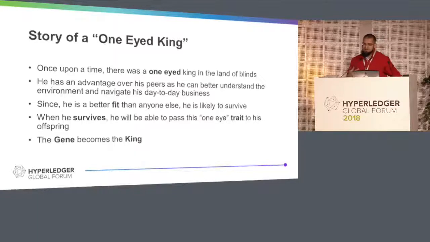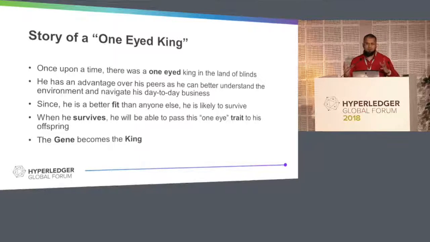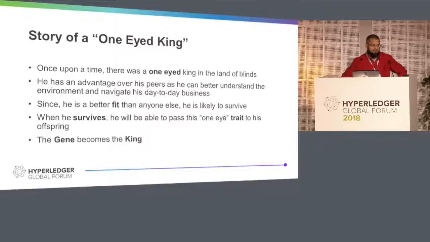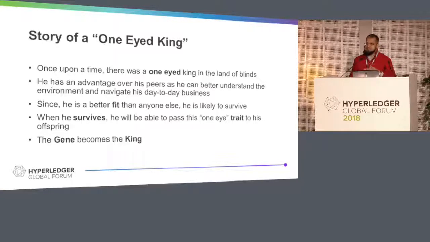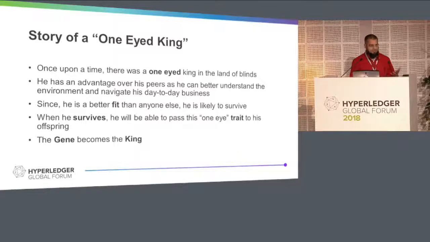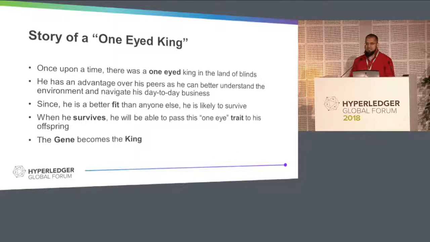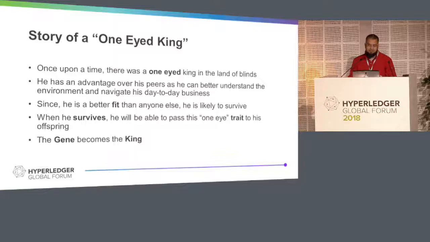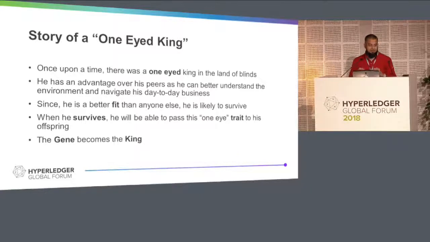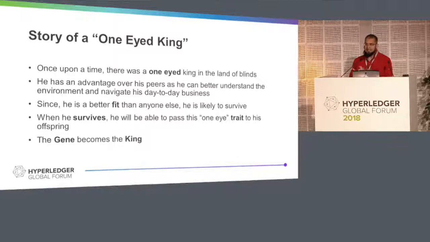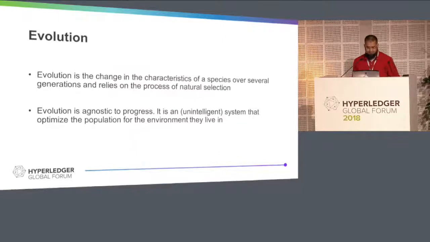We all heard this story in our childhood, that there is a town of blind people and there is a king who has one eye. So why was he a king? Because he was the best to survive, to navigate his business. And since he's going to survive, he's more likely to pass this to his offspring. And then that gene becomes the king. So that particular trait is guaranteeing his success and survival.